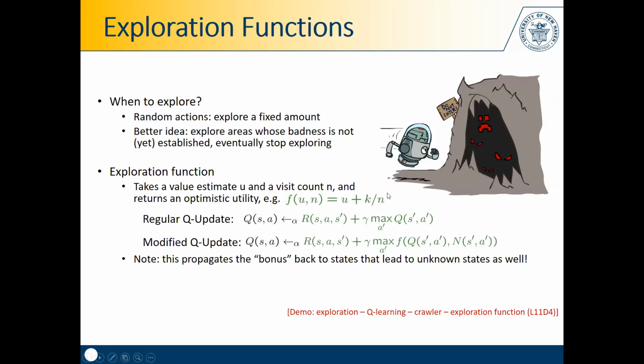What would be the value of f if N is zero? Infinity, right? So in the beginning, if there is a particular state that has not been visited, its value is going to be infinity, which means that if we follow the policy extracted from our estimate of Q, it will end up visiting this state S prime, A prime, a lot more than other states. Does this make sense? Any questions about this?